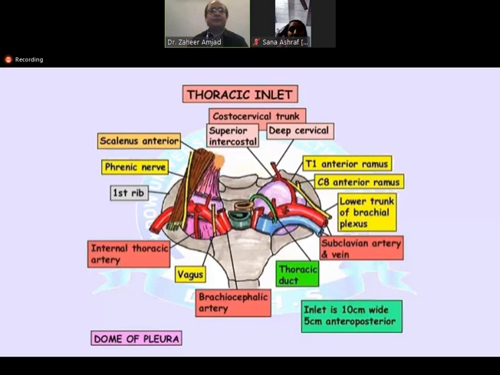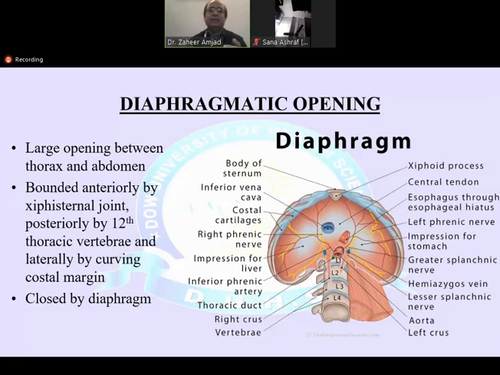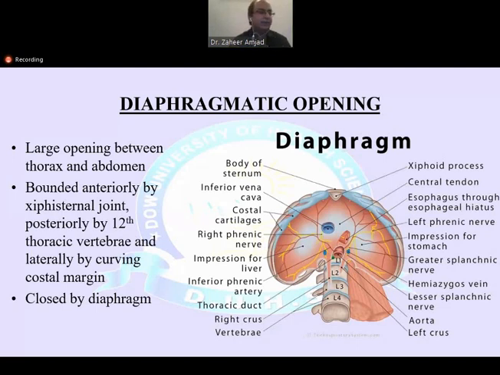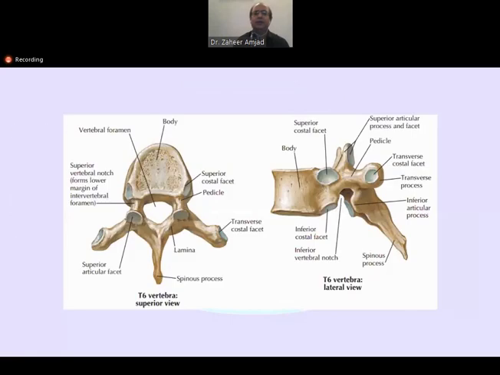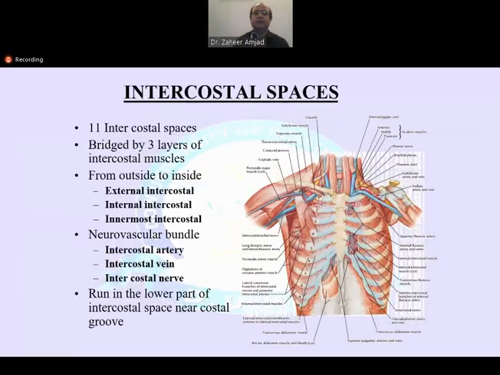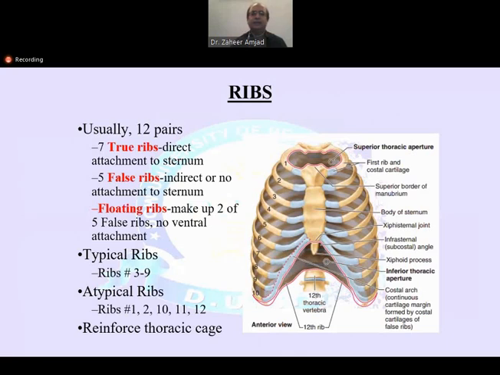So these are the important structures which are present within the thoracic inlet, or which leave and enter the thoracic inlet. The lower opening, the diaphragm, is actually a musculotendinous sheath which is attached to the margins of the thoracic outlet. Below you can see the costal margin, and the diaphragm is attached to the costal margin, anteriorly to the xiphisternal junction, and behind up to the level of the 12th thoracic vertebra.